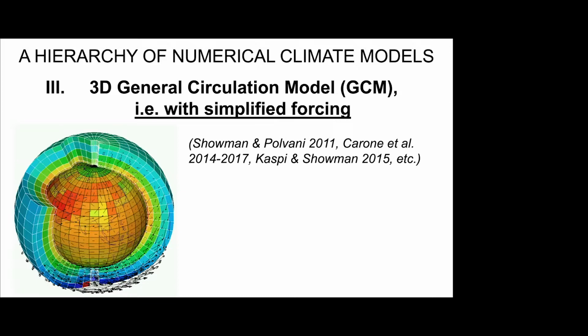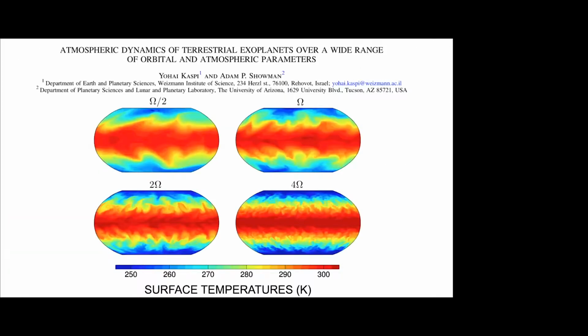This was, for example, the kind of model that was used by Yohai Kaspi and Adam Showman a few years ago to compute the different kinds of atmospheric circulation regimes you may have on terrestrial-sized planets. For example, this plot shows you how the rotation rate may affect the size of the eddies developing and the way they are able to transport heat from the equator to the poles. So very useful models.